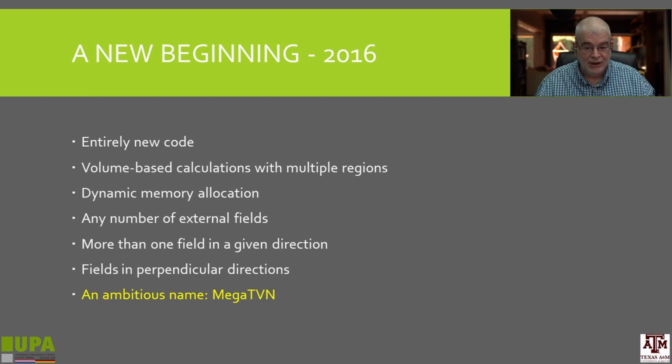So we wrote an entirely new code for volume-based calculations, allowing for multiple regions. So I have, for instance, a pore or porous materials, and I have a pore size distribution. I can say pore of type A is a region, pore of type B is a region, and so I can have this sort of flexibility with dynamic memory allocation for different regions, different components, any number of external fields, more than one field in a given direction, and fields in perpendicular directions as well.